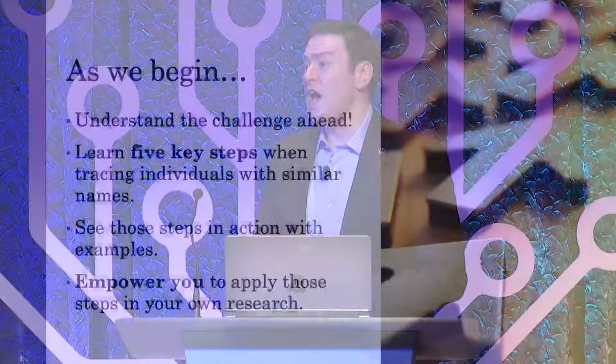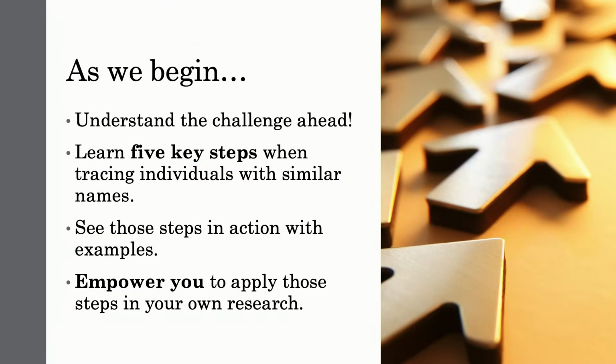So as we get started, here's what we're going to do. We're going to understand the challenge ahead of us, though many of us probably know what that challenge is. We're going to go through 5 key steps that you can use when tracing individuals with similar names. And we're going to see those steps in action with a couple of examples so you can actually see it happen. And we'll empower you to apply those steps in your own research.